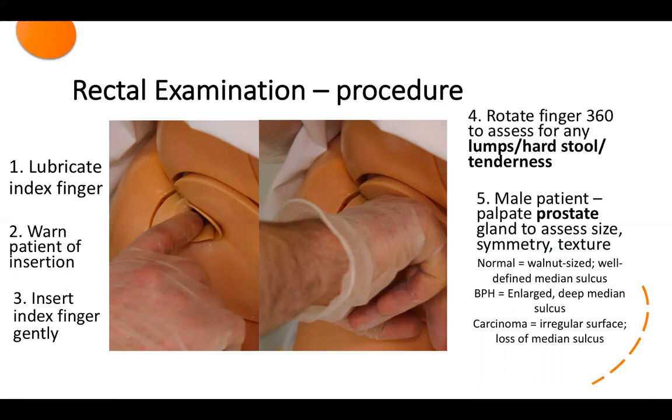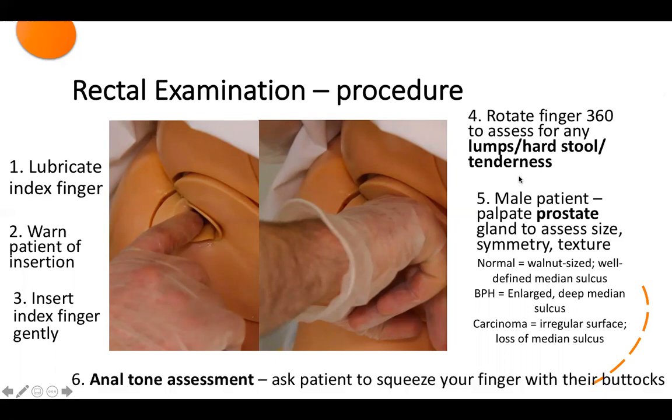If they have some benign prostatic hypertrophy, then it would be an enlarged prostate, and your median sulcus would be quite deep when you're having a feel of it. If they do have something like a carcinoma, the surface itself, when you're feeling the prostate, would feel quite irregular. You may not actually be able to differentiate the median sulcus. But yeah, so once you've done a 360 sweep, you've checked the prostate if it's a male patient.